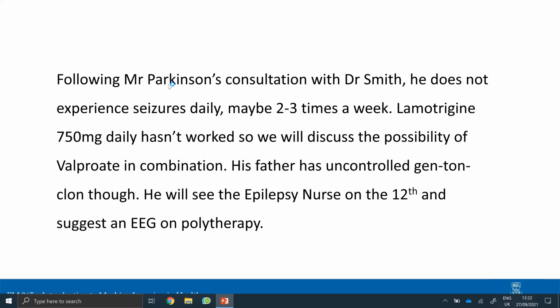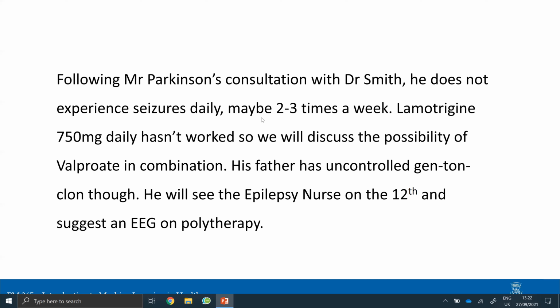The first sentence says, following Mr. Parkinson's consultation. So you might think, well, there's the word Parkinson's, this person does have Parkinson's disease. Us as humans know this isn't the case. But remember, computers are dumb. We need to train on many examples that this doesn't mean they have Parkinson's. That's just their name. Things like, as well, he does not experience seizures daily.